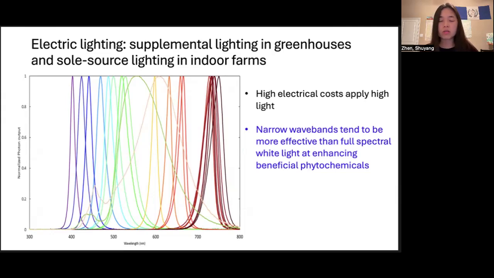A lot of research have found that oftentimes the application of narrow spectrum wavebands can be more effective than full spectrum white light at enhancing beneficial chemicals.